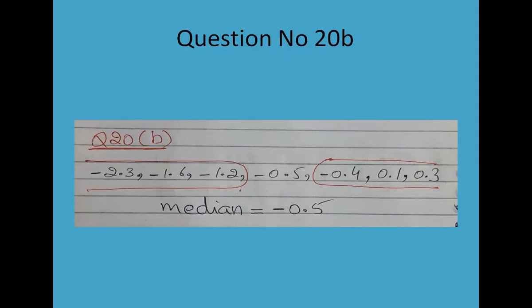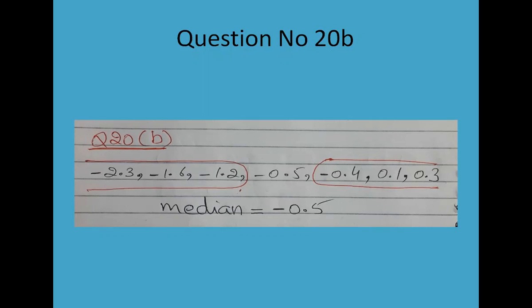Then they ask us to find the median. So it's open data. The numbers are just given. So what we will do, we will arrange them in ascending order. So first of all, the smaller number, then the bigger, then the bigger. Okay. So what I will do, you can see that I have written the number line, the open data in order. So you will have minus 2.3, comma minus 1.6, comma minus 1.2, comma minus 0.5, comma minus 0.4, comma 0.1 and 0.3.